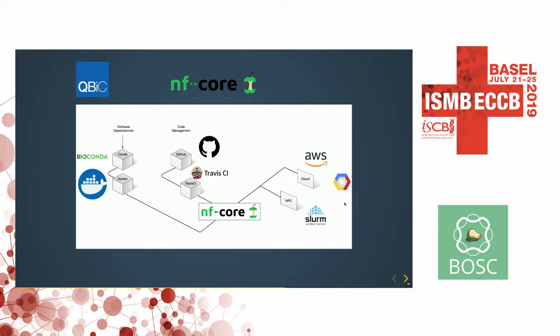Yeah, basically that is something that I already explained. So that's the general infrastructure that we're building. We have code management happening on GitHub, building and testing on Travis CI, software dependencies via BioConda and Docker Hub. And that goes all into NF Core, and then we are able to run our workflows on HPC systems or cloud infrastructure if you want to.